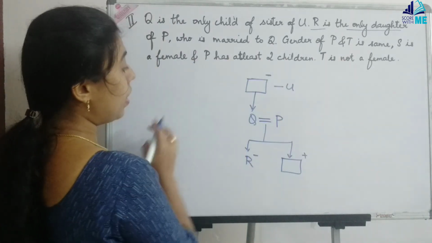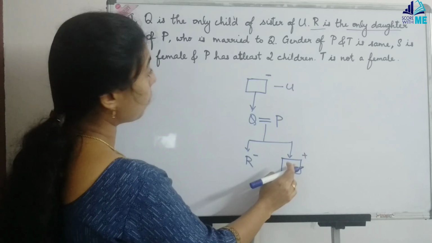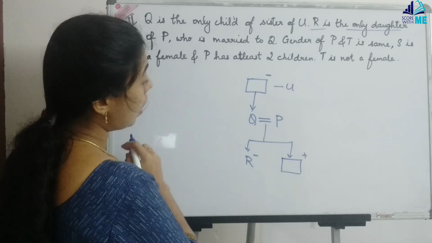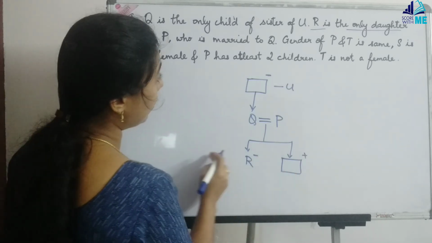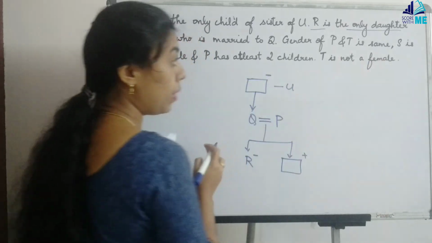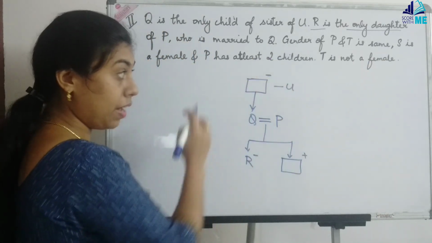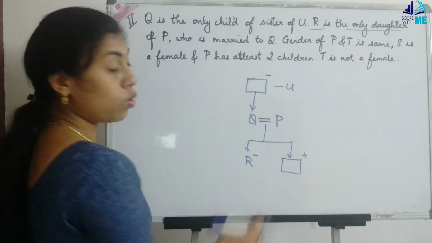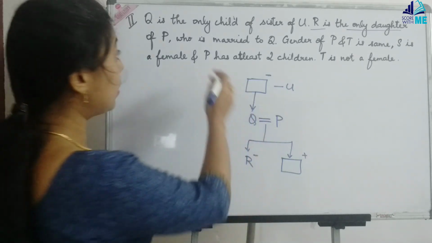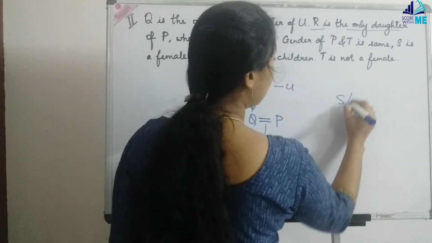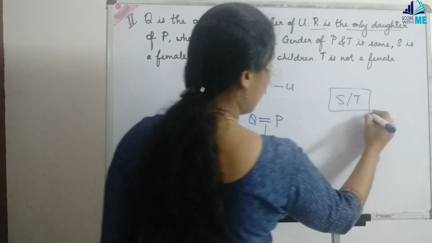S is a female, it is told. So we cannot bring S over here. That means T is not a female, so T will be a male. And here we have got 2 blank places. One is for S and another is for T.